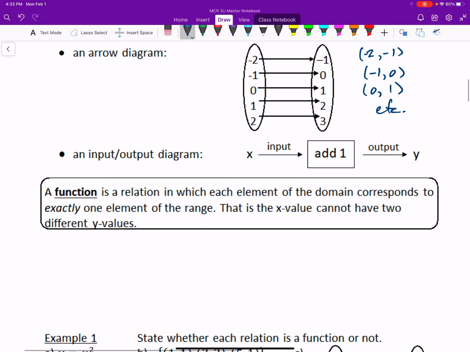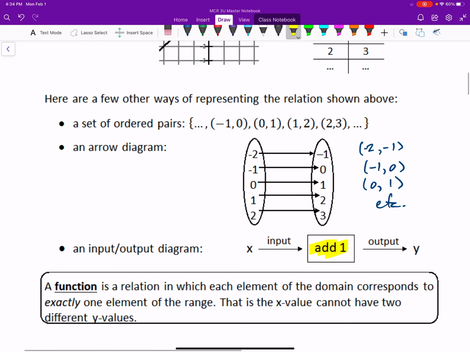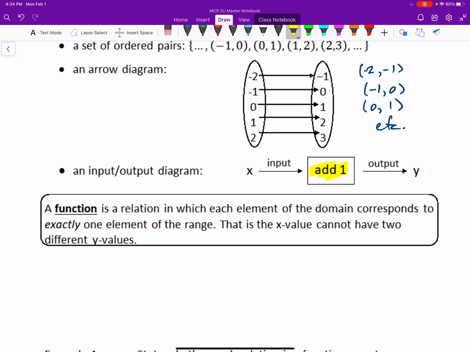Or we could have an input-output diagram, because when you think about it, x's are usually our independent values, so they are some number that we put into an equation, and then our output is our y value because it depends on what our x value is. And here in the middle is just our rule for what's going on, right? In this case, we're going to add 1. So that would be the same as y equals x plus 1. Take an x value, add 1 to it, you've got your y value. So those are some different ways that we have of representing relations.